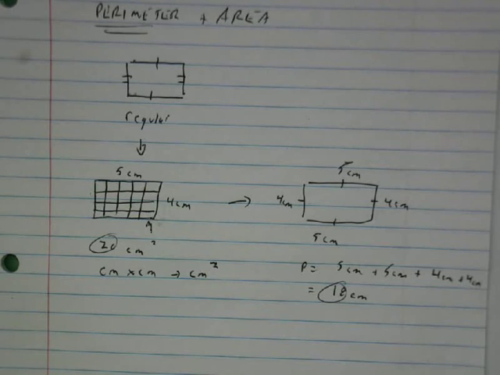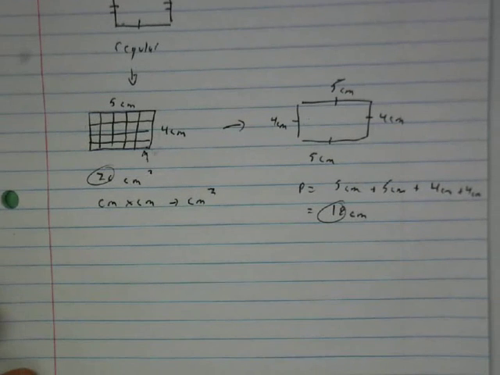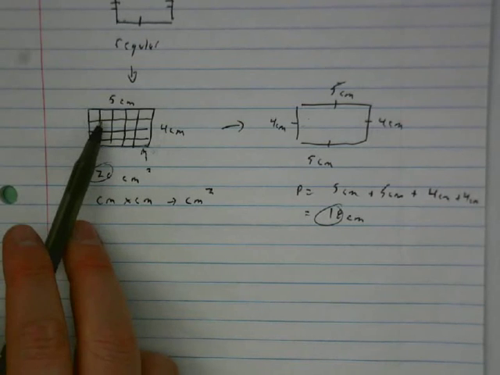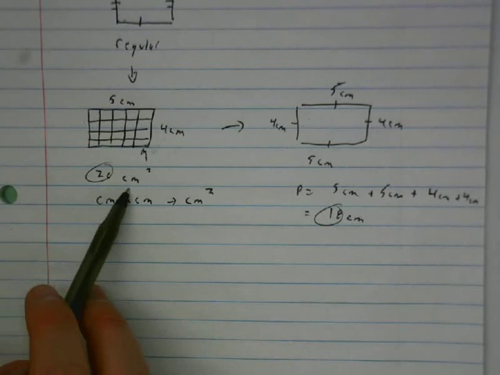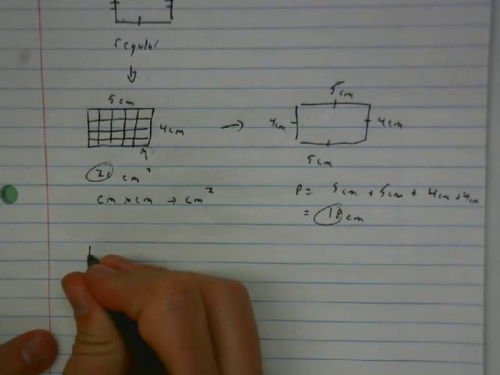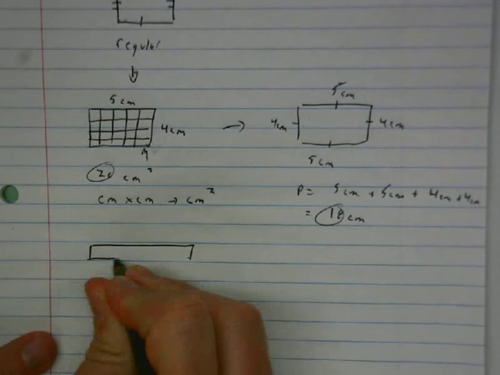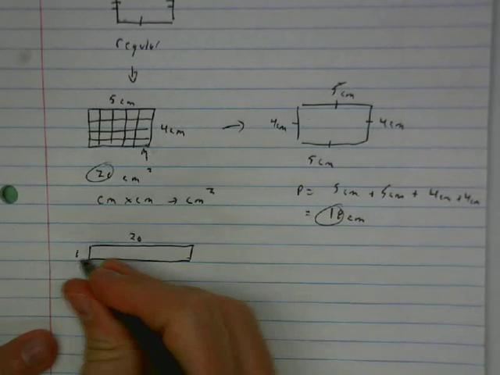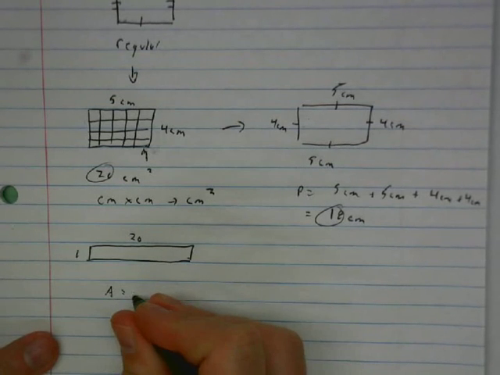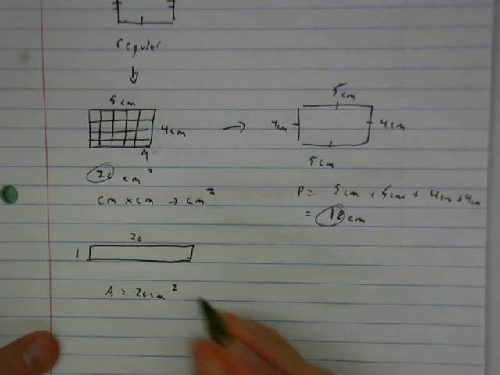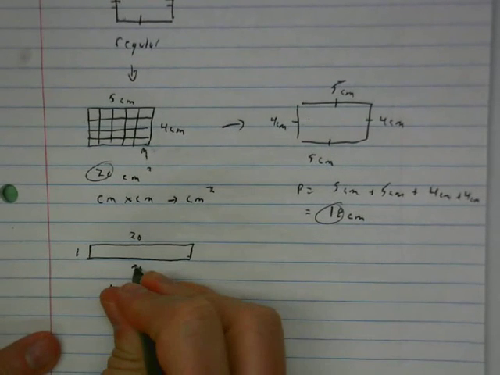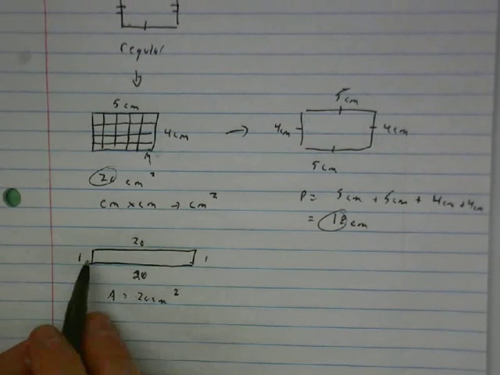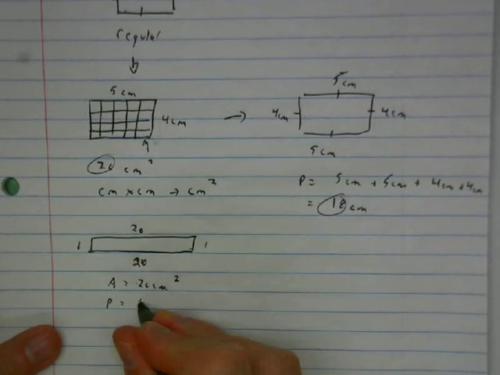They can be different. You notice this more the narrower the rectangle gets. If I want a 20 centimeters squared area, but my rectangle is 1 by 20, I still have 1 times 20, or an area of 20 centimeters squared. But my perimeter is 20 plus 20, which is 40, plus 1 and 1 is 42. My perimeter is 42 centimeters.